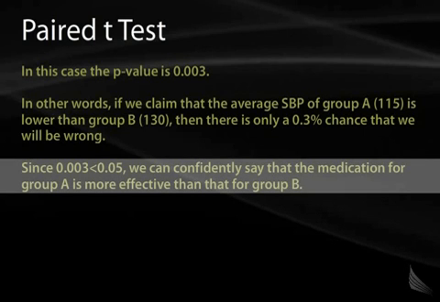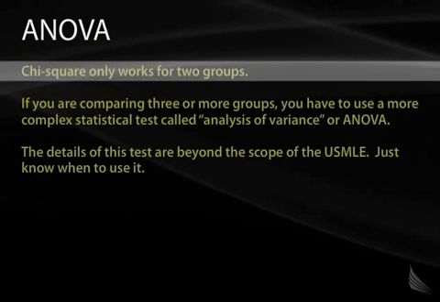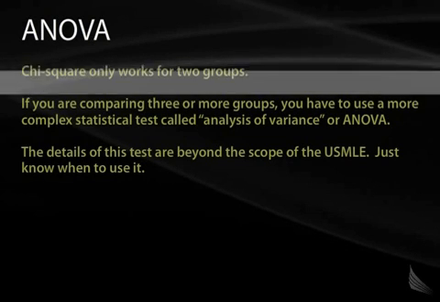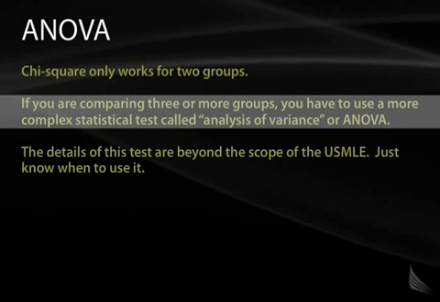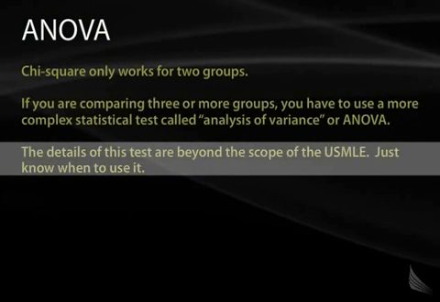ANOVA. So a t-test only works for two groups. If you have an identical format of data, that is, you have quantitative data, but you have three or more groups, you have to use a more complex statistical test known as analysis of variance, or ANOVA. The details of this test are beyond the scope of USMLE, but you certainly should know when to use it.